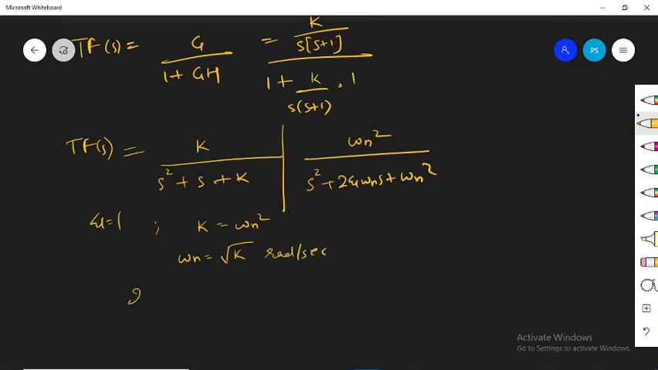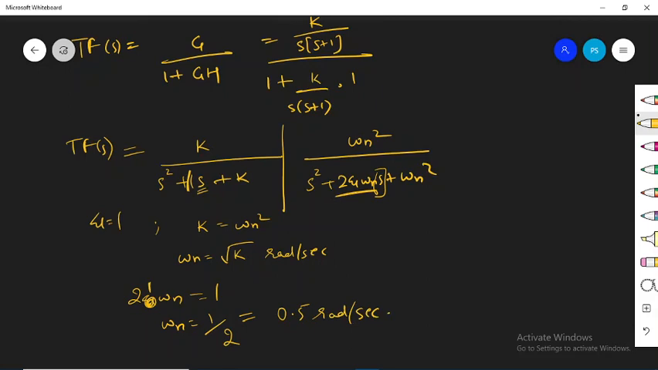And then this 2 zeta omega n, the coefficient of s is 2 zeta omega n, that is equal to 1 over here. The coefficient of s is 1, so this is equal to 1. The value of zeta is already given as 1, so omega n is going to be what? It's going to be 1 divided by 2, or the value of omega n is going to be equal to 0.5 radian per second.